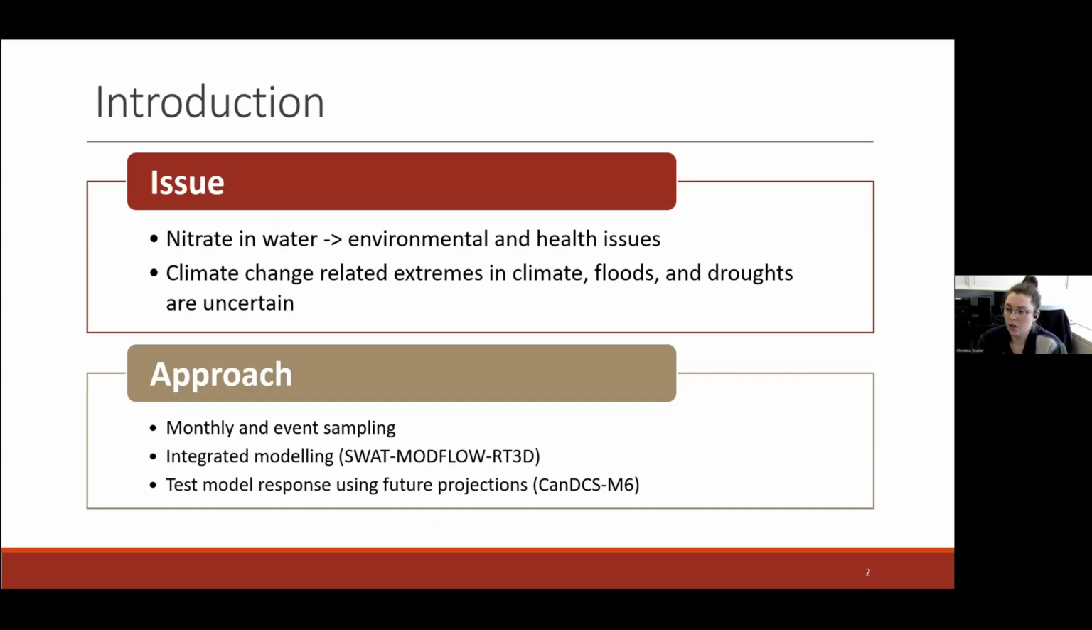To try and better understand these interactions, we have been sampling monthly and targeted precipitation events, and are using that data in an integrated model using SWAP, MODFLOW, RT3D to essentially run tests on it. In this presentation specifically, I'm just going to focus on how we approach sampling events and what kind of worked and what didn't work so well.